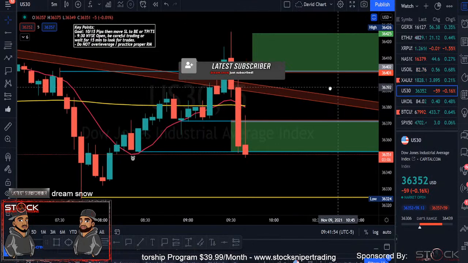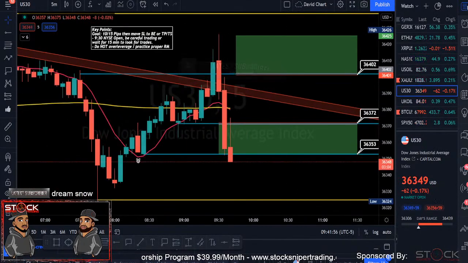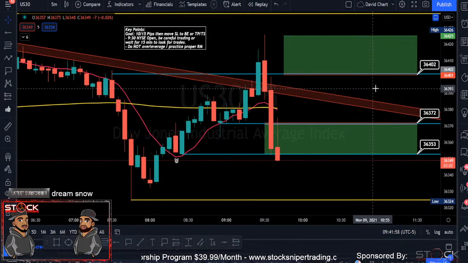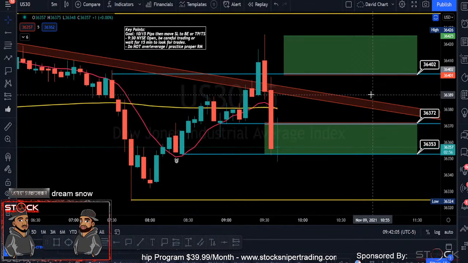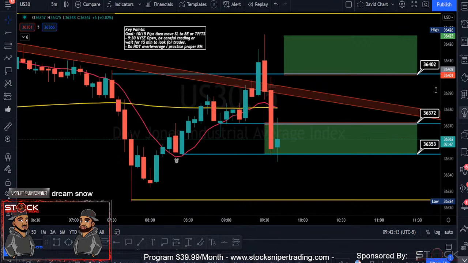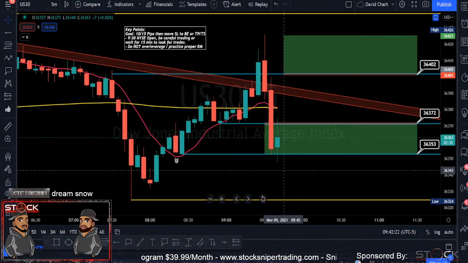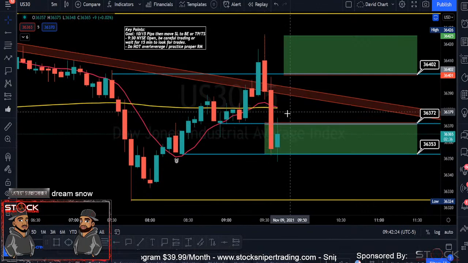So there's your US 30, guys. I told you I was in US 30 sells. Look at the erratic behavior, guys. Erratic behavior. Guys, if your MT4s are lagging, it's just because of the time.